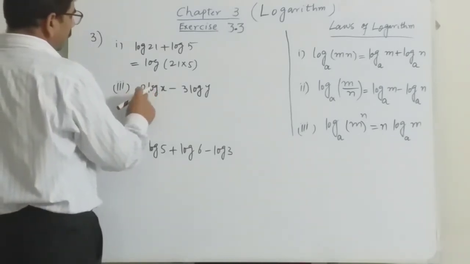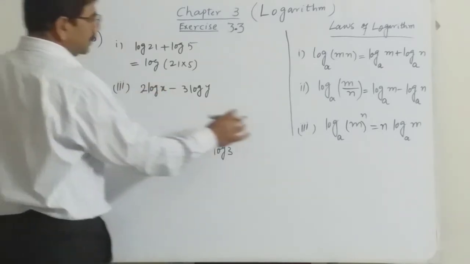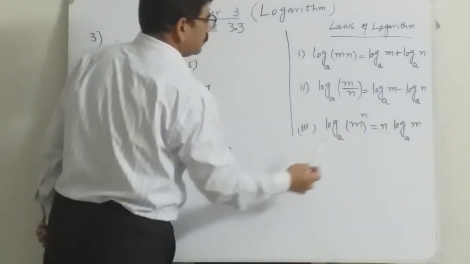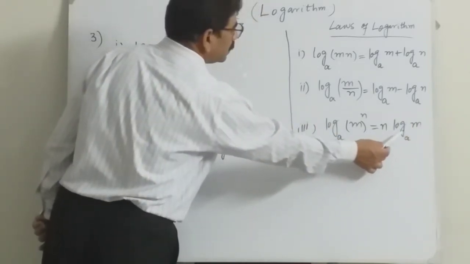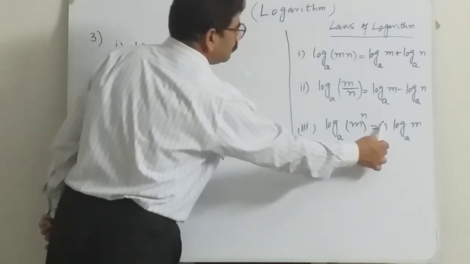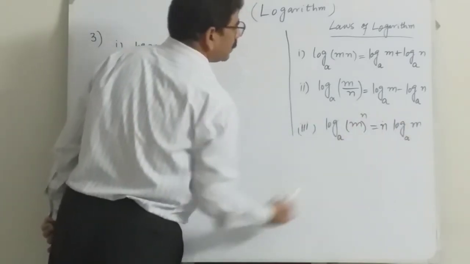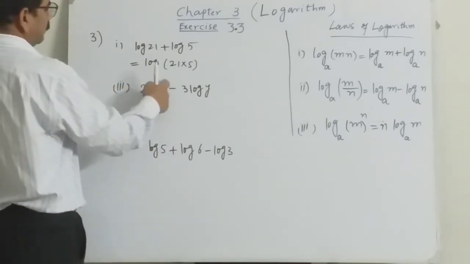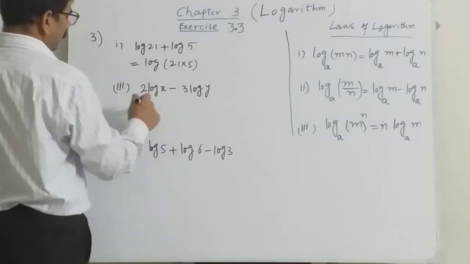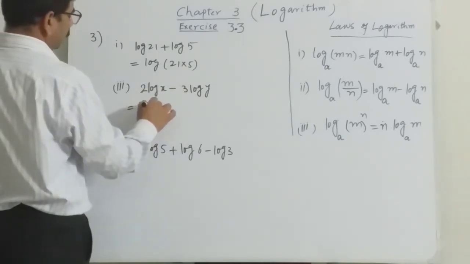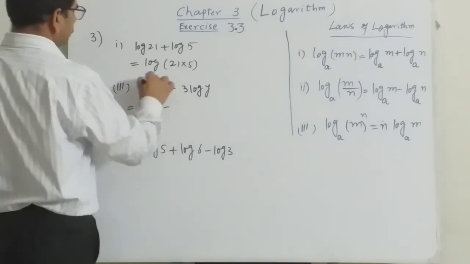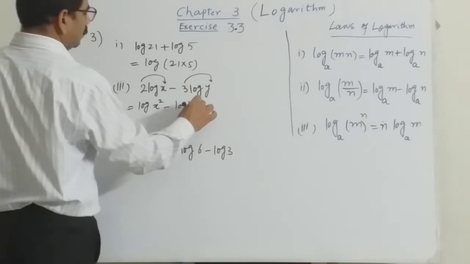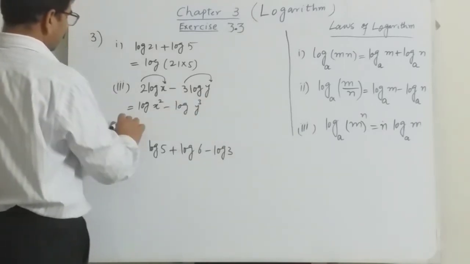Here, when a number is multiplied with the logarithm of a number, we apply the third law of logarithm, and as a single log we move this number to the power of m. Here this 2 will go up as a power of x. Similar is the case with 3. We can write this as log of x square minus log of y cube according to the third law of logarithm.